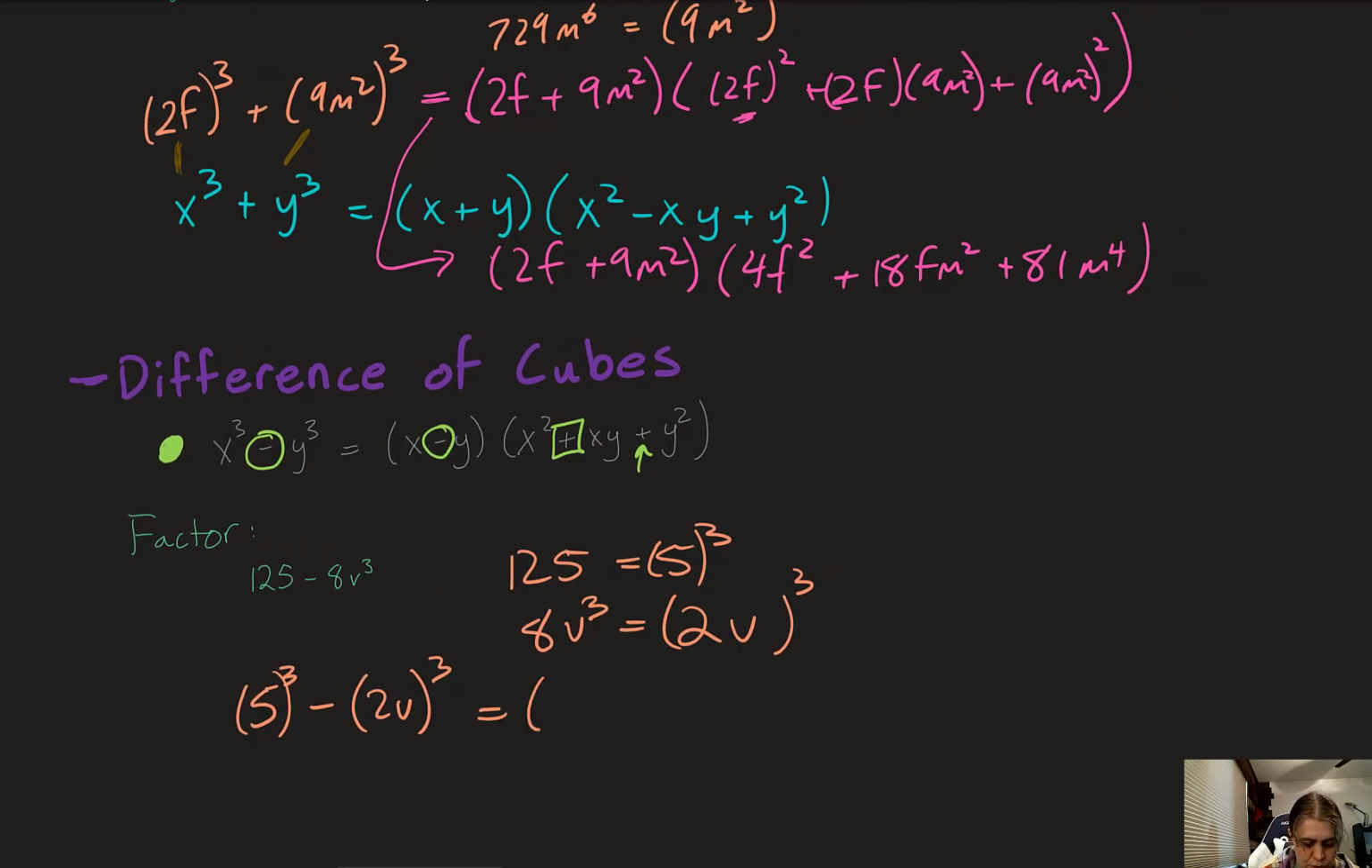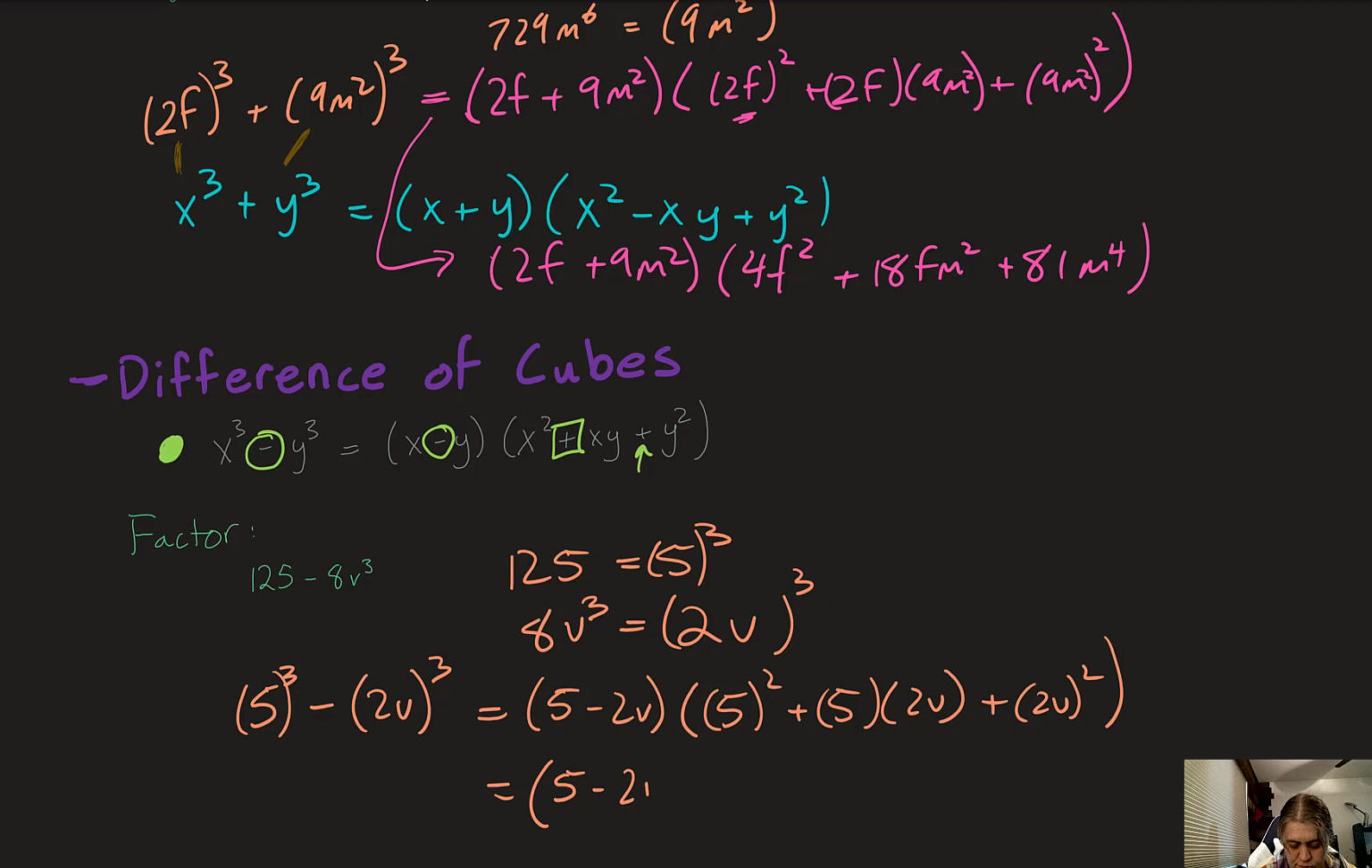So I'm going to do 5 minus 2v, and then 5 squared minus 5 times 2v plus, oh wait, no, that's a plus, plus 2v squared. All right, so we have parentheses 5 minus 2v, and then this is 25 plus 10v plus 4v squared.